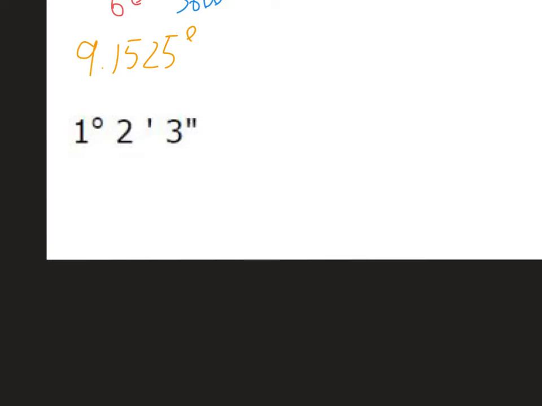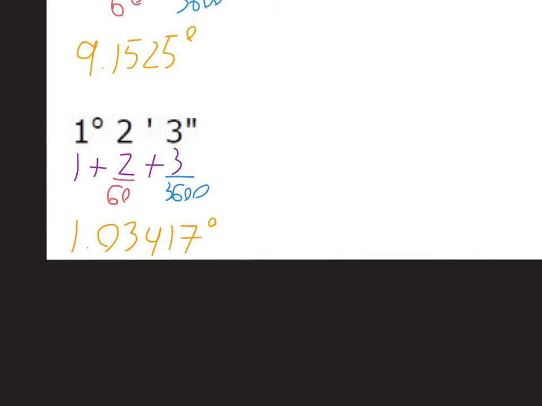1 degree, 2 minutes, and 3 seconds. Same sort of thing. Set them up as a summation problem, 1 plus 2 plus 3. Divide the minutes by 60. Divide the seconds by 3,600. Run our order of operations, sum them up, and that should give us 1.03417 degrees.